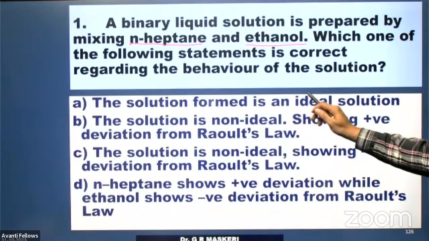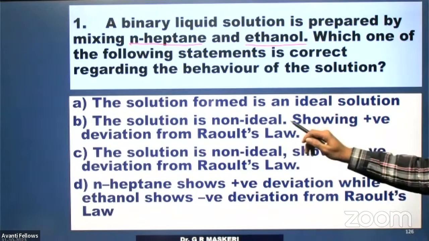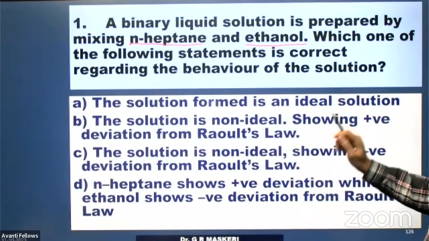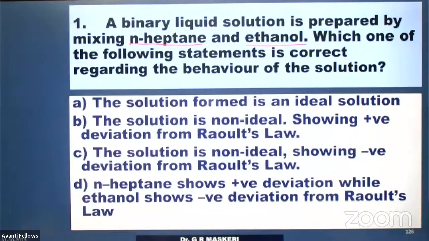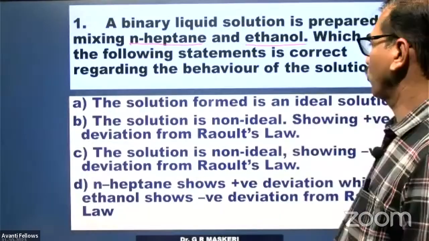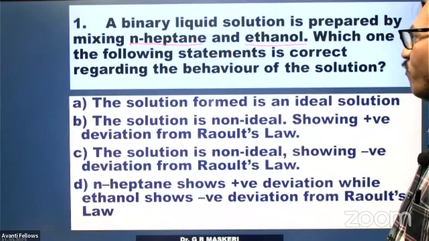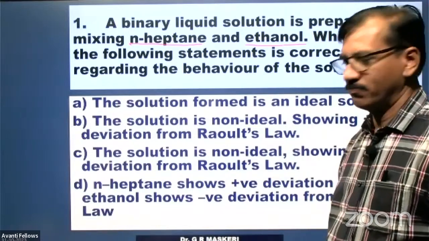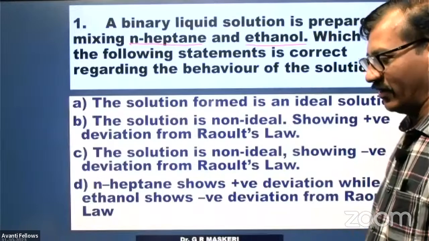A solution formed is an ideal solution. The solution is non-ideal showing positive deviation. The solution is non-ideal showing negative deviation. N-heptane shows positive deviation, ethanol shows negative deviation from Raoult's law. Option B. How do you say that? Positive deviation? Yes, your answer is right.